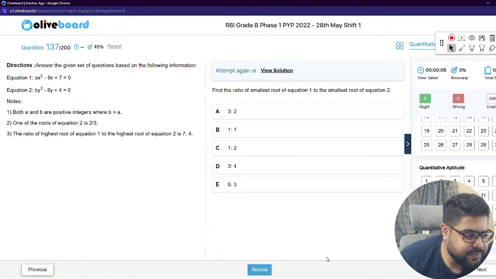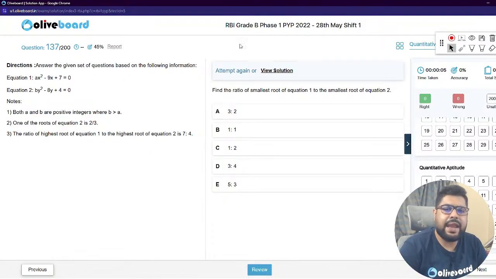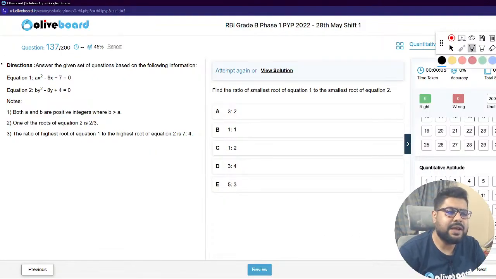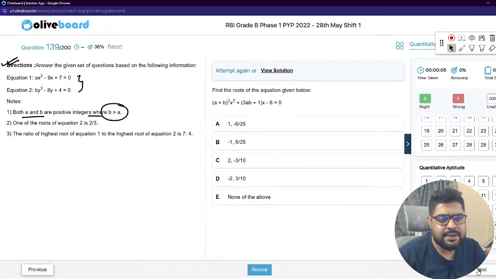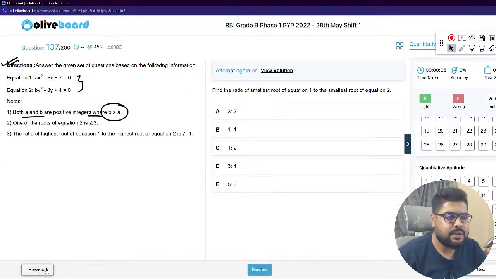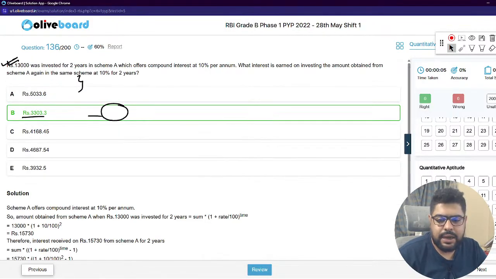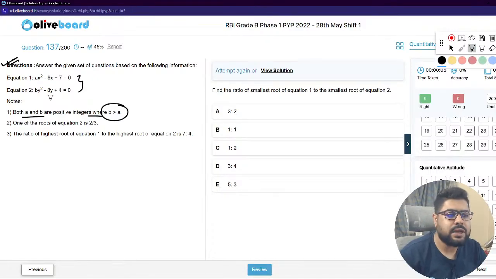Perfect, everyone. So again we got one very simple question based on the quadratic equations, not your regular cup of tea, a little bit. Two equations have been given. Both A and B are positive integers and B is greater than A. Okay. I guess this is also set. There will be more questions. Yes, sir, 3 questions we got. Now, one of the roots of equation 2 is 2 by 3.